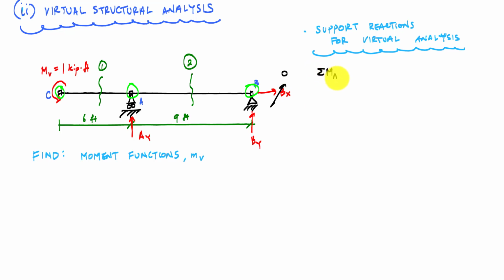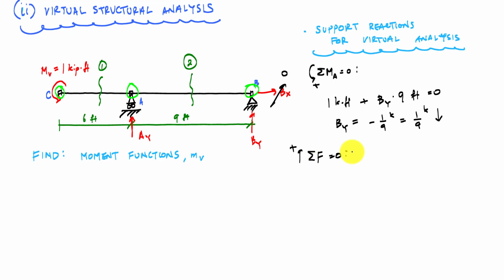Take moments about A equal to 0 in this case, and I have the 1 kip-foot plus BY times 9 feet equals 0. It tells me that BY is negative 1/9 kip, which is equal to 1/9 kip going down like that. Then if I sum forces in the vertical direction, I get AY minus 1/9 kip equals 0. So AY is 1/9 kip pointing upwards like this. All right, and so in fact, I could replace these with the correct magnitude and directions. Yes, and now I can go ahead and determine moment functions.